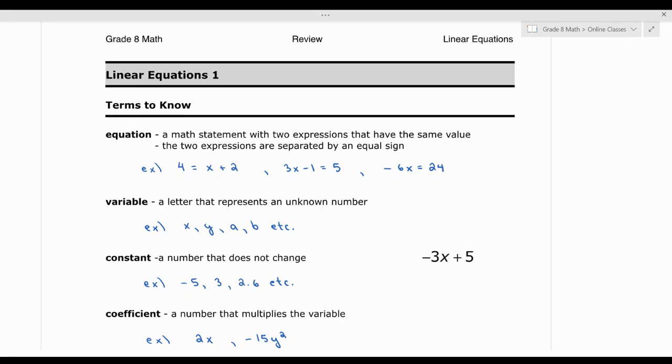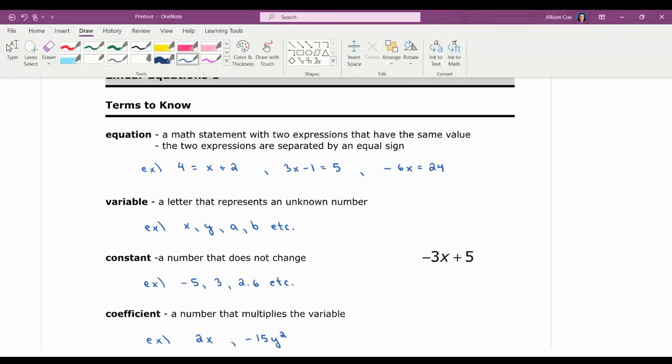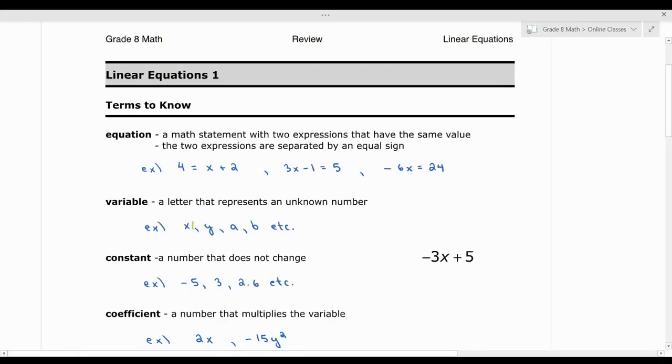Then we have a variable. A lot of the time you want to think about that as a letter, and that letter represents some unknown number. So for example, you could have the letter X, the letter Y, you could have an A, a B. Technically, you could pick any of the 26 alphabet letters available. In general, though, you tend to find a lot of questions will use X and Y, just sort of by default.